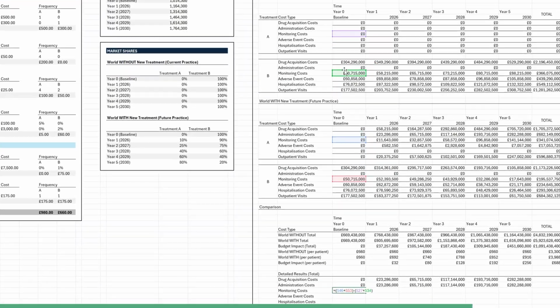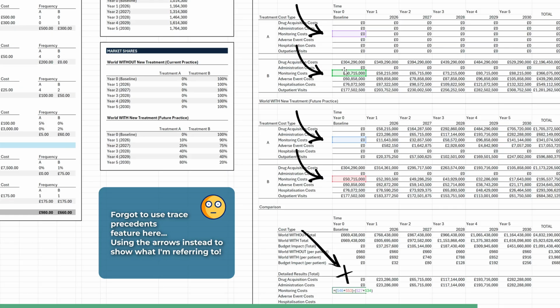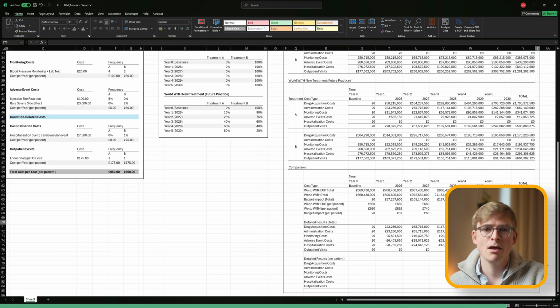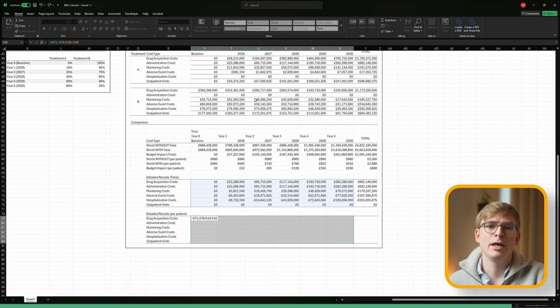You can see this illustrated here, where I use the trace precedence feature, which you can find under the formulas tab in Excel. Additionally, we can duplicate this table to generate per patient results. And you can generate per patient results by using a simple array formula in which you divide your total results by the number of eligible patients in each year.